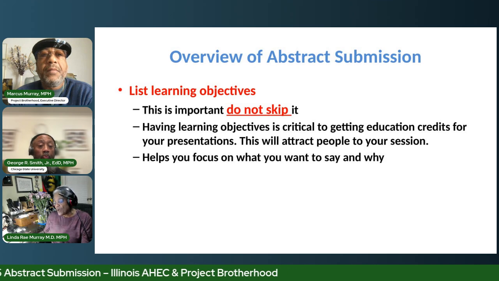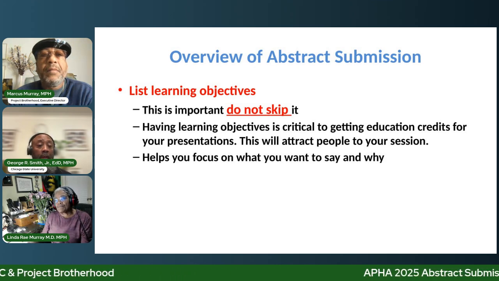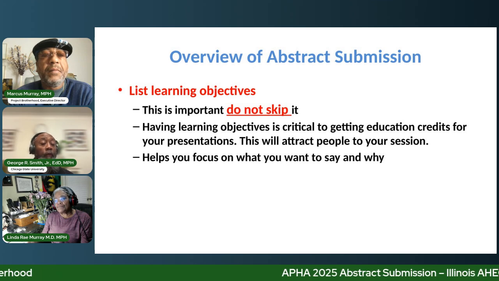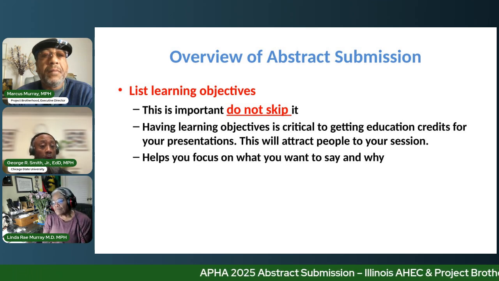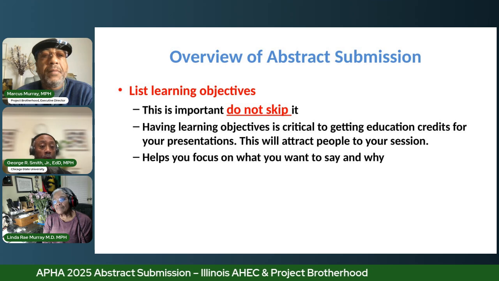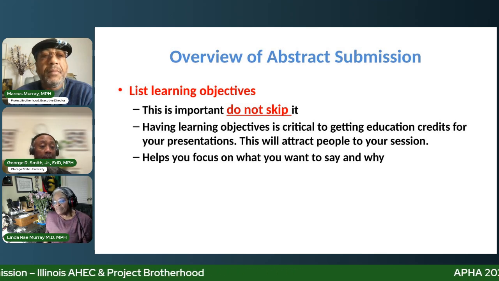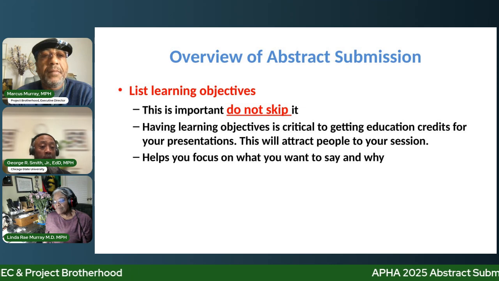You have to have at least one, but 2 or 3 is probably a good number. And that's correct, Dr. Murray. And one thing too, in the reviewing process, if you don't have learning objectives, your abstract may get a lower score. So literally, as Dr. Murray is saying, you have to have at least one learning objective.